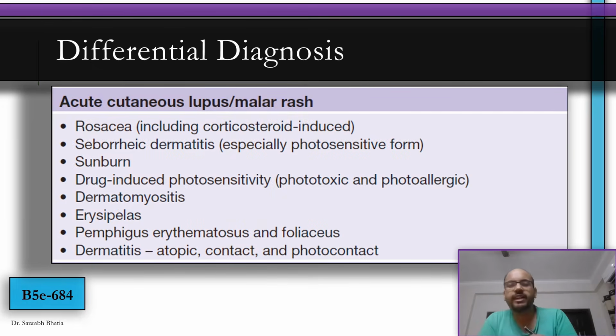Now, the differential diagnosis of acute cutaneous lupus erythematosus include rosacea, seborrheic dermatitis, sunburn or phototoxicity, drug-induced photosensitivity, dermatomyositis, erysipelas, pemphigus erythematosus and pemphigus foliaceus, and atopic dermatitis or contact dermatitis or photocontact dermatitis. Clear? So these are all the dermatoses which are over the malar region.